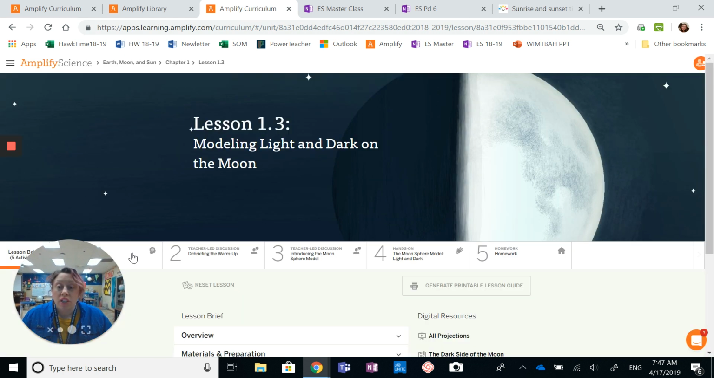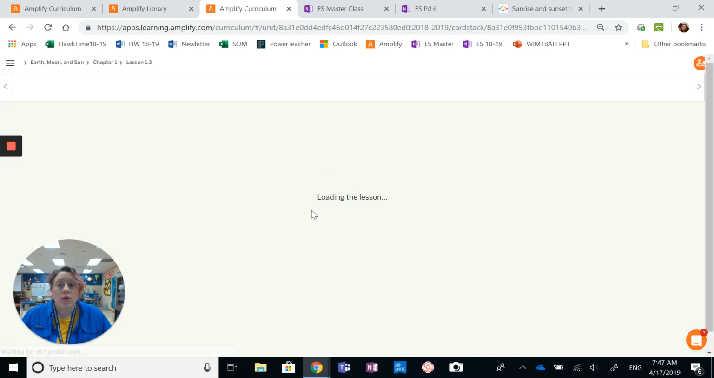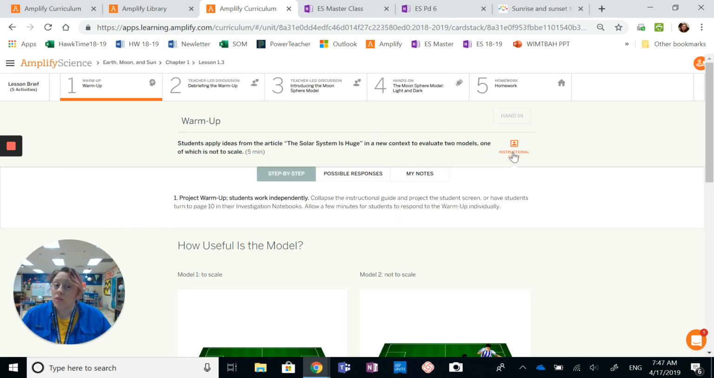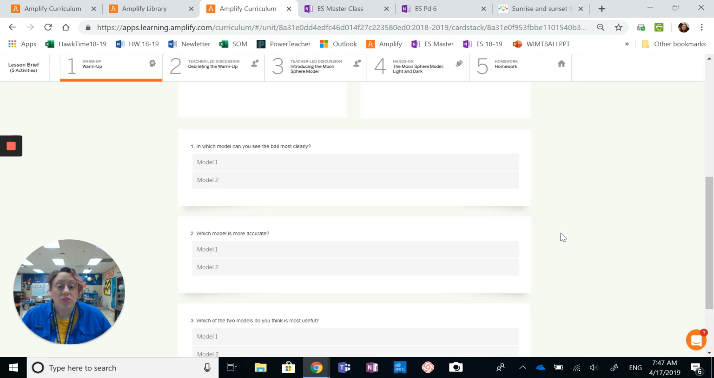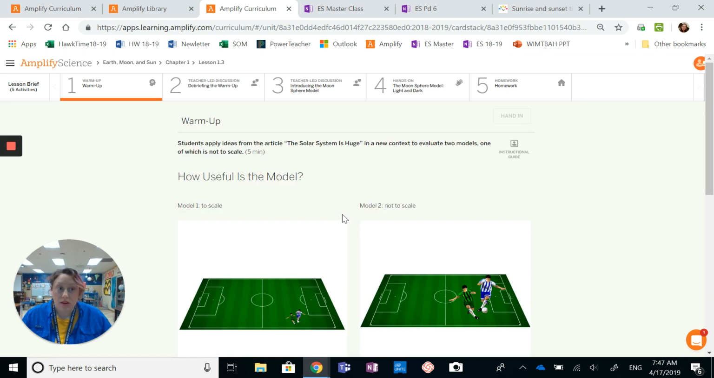Today, after our grunt work, your first activity is going to be the warm-up on Amplify, and it will be how useful is this model? You're choosing 1 or 2 and telling me why at the bottom. After you finish answering this, go ahead and karate chop your screen in a nice way so you don't break your laptop. You're just making it so that I know your laptop is clamshelled, and we can move on to our class discussion for the day.